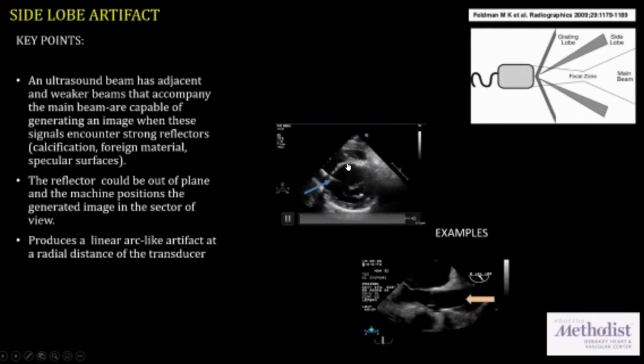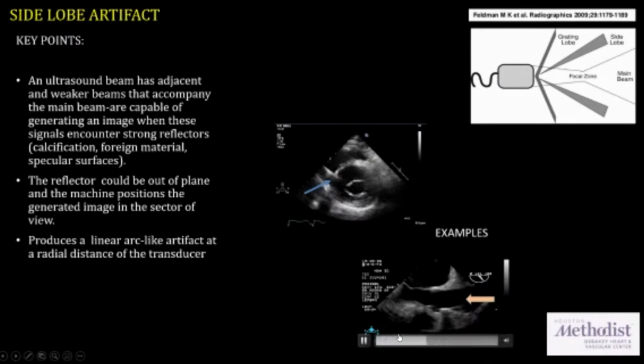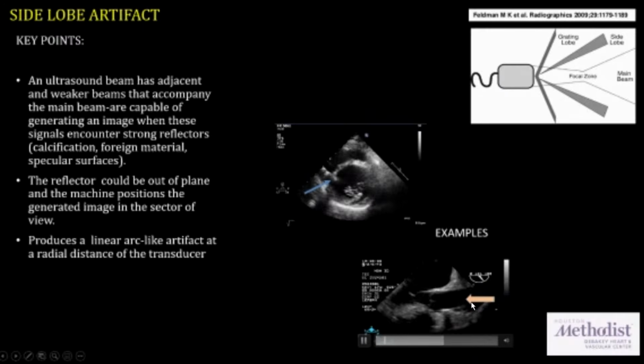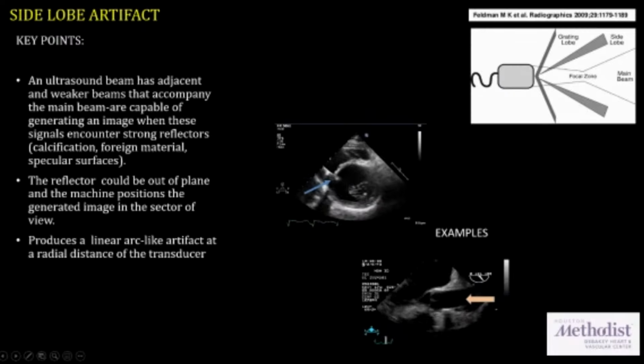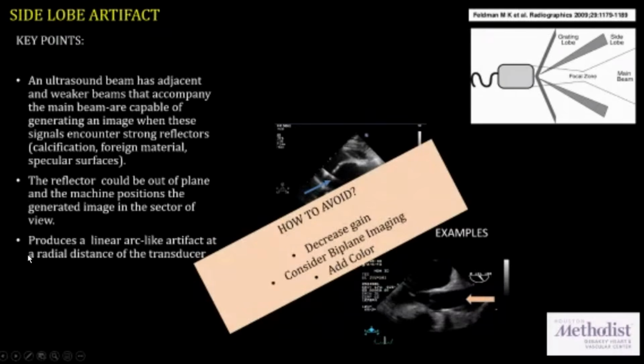And again, biplane imaging, and looking at other views can also be helpful clues in this case. And color Doppler will also be very helpful. This one here, again, is actually a side lobe artifact from a calcified sinotubular junction, mimicking an aortic dissection. This again can be avoided by decreasing gain, adding color, and also considering biplane imaging.